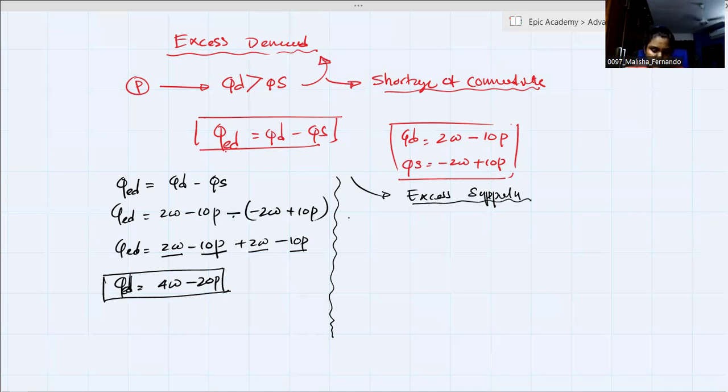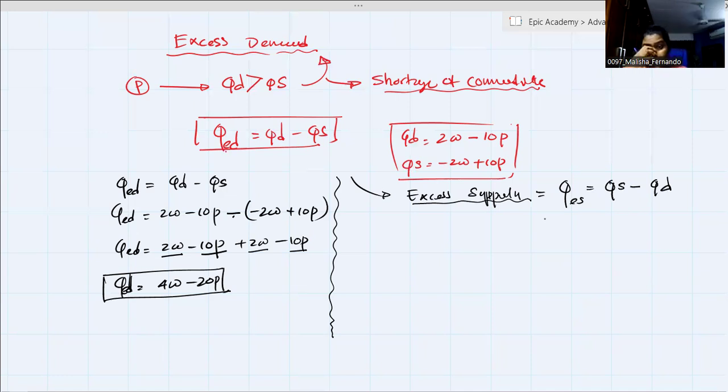Then this knowledge can be used in the calculations related to tax and other things. That is why I'm going to practice those things. Right. Then what is the equation you can use to calculate the excess supply? It is very easy. QES equals QS minus QD.